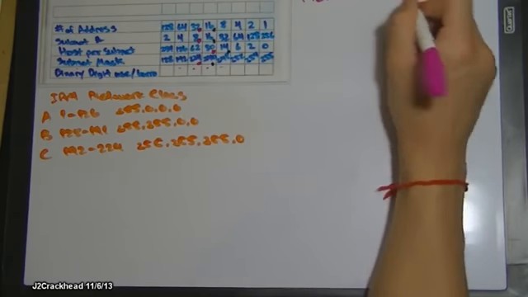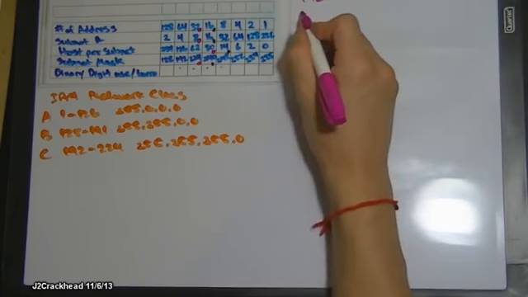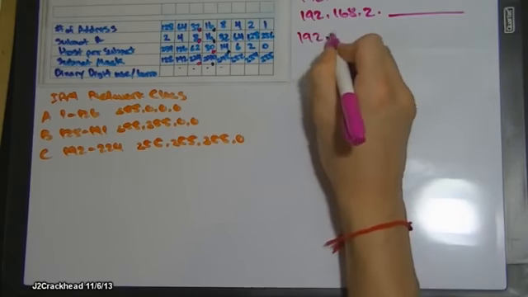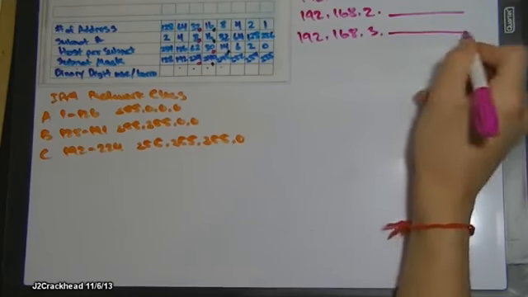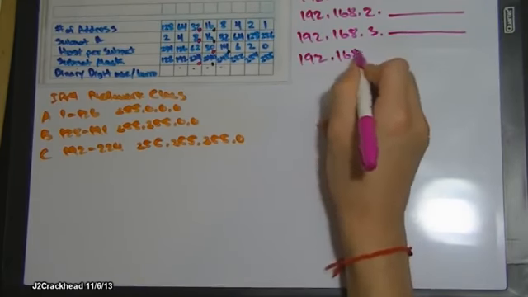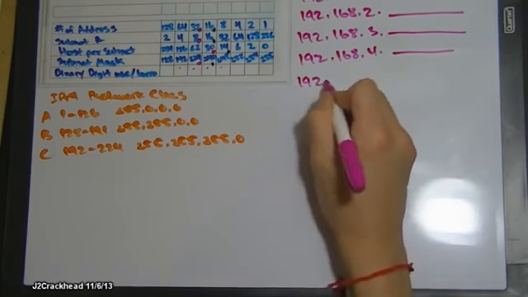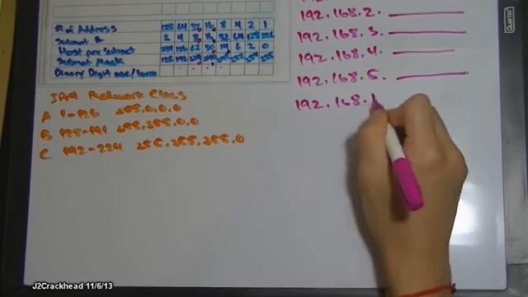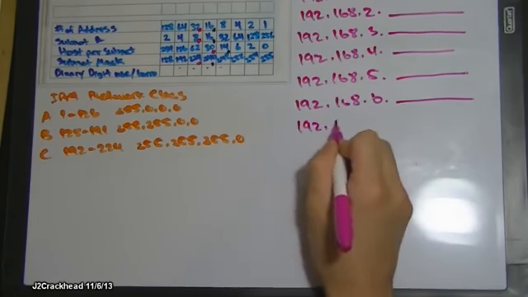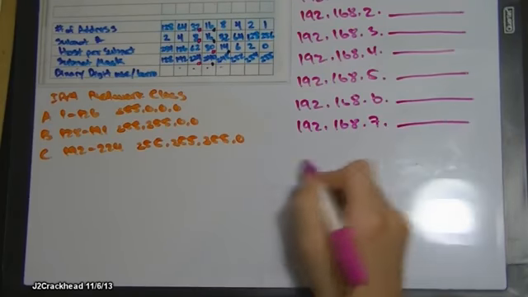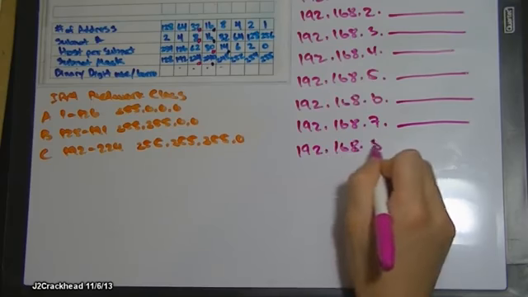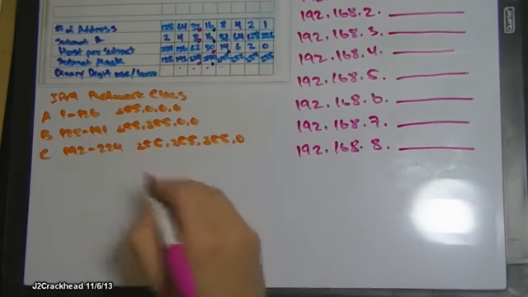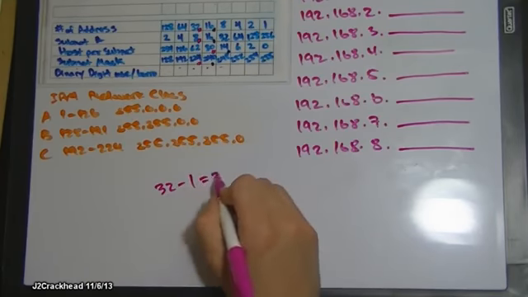So the first one, dot, the range of hosts, and I'm just going to write down the next one, 192.168.2, the range, 192.168.3, the range, and then 192.168.4, 192.168.5, 192.168.6, 192.168.7, 192.168.8. Now to get the range for the subnet, I'll be using 32 right here, minus 1 equals 31.